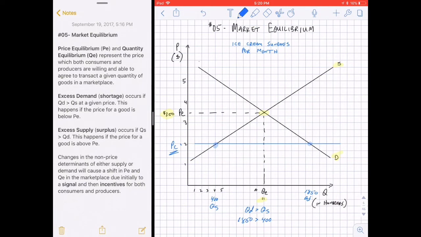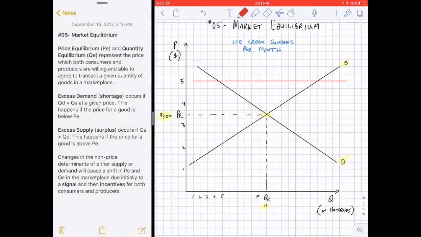Let's take a look at what happens when the price is too high. If the price is set in the marketplace too high, let's assume that price is $5, then you see that at that new price, it intersects the demand curve at a very, very low quantity value, and the supply curve at a very, very high quantity value. We see quantity demanded in this case of about 450 ice cream sundaes when the price is very high. And if we count out the quantity supplied, about 1,700 ice cream sundaes are supplied at that price.